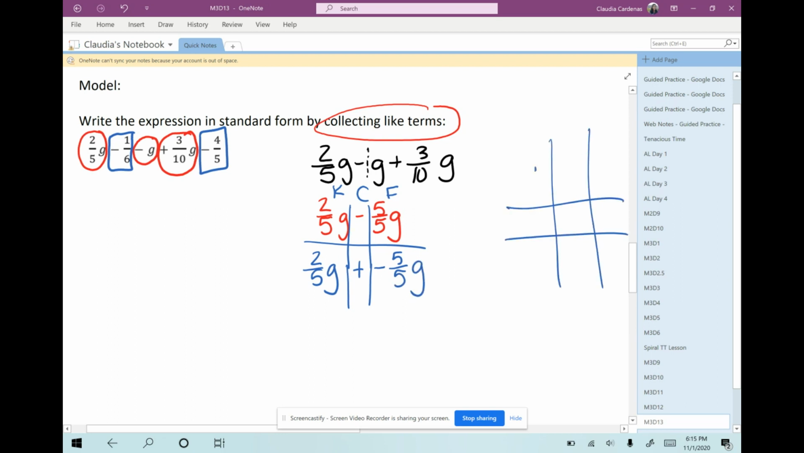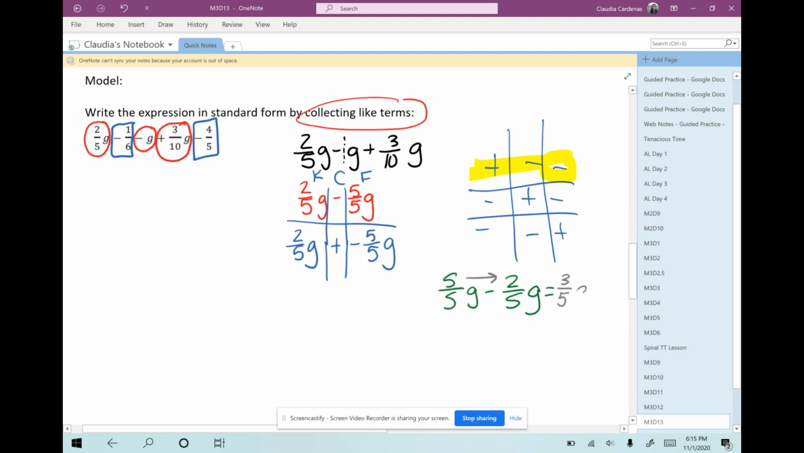Okay, so looking at my tic-tac-toe chart, this is probably way too big. We're going to look for a positive combined with a negative, which is telling us that we need to subtract them. So I'm going to rewrite that over here. 5/5 minus 2/5. Well, I know that we subtract the numerators up at the top and leave the denominator the same. So 5 minus 2 is 3. The denominator of 5 stays the same, and the variable also stays the same. Well, which fraction is bigger, 2/5 or 5/5? Well, it is 5/5, which means our answer is a negative 3/5 g.